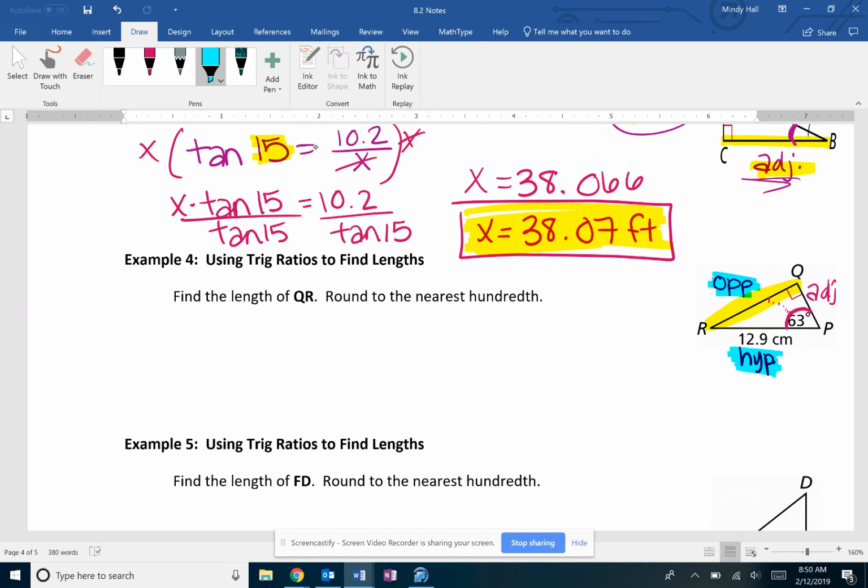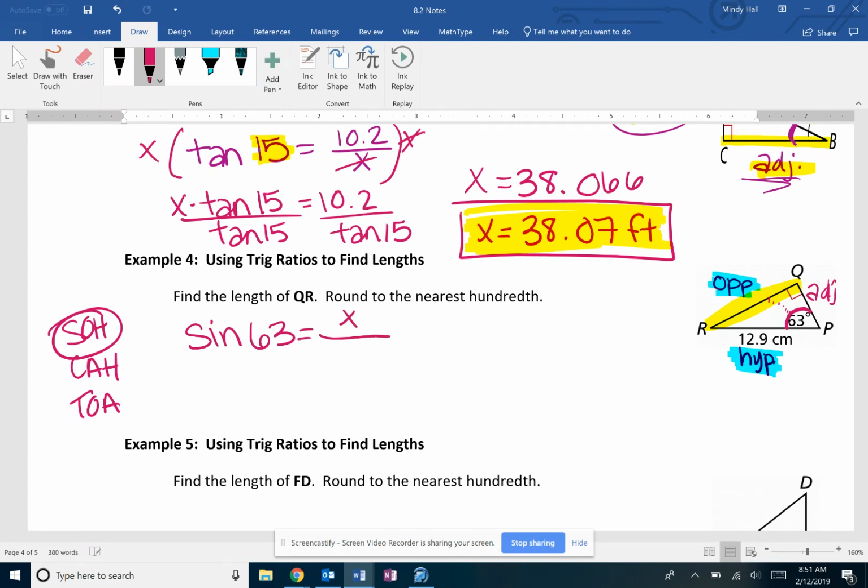So because I have opposite and hypotenuse, SOHCAHTOA, you can whisper it to yourself 1,000 times. But the only one that has the OH is sine. So you have sine of 63 equals opposite. We don't know what it is, so we'll just put an x over hypotenuse, which is 12.9. So then to solve this, we're going to multiply both sides by 12.9 so that it cancels. So we have 12.9 times sine of 63 equals x.